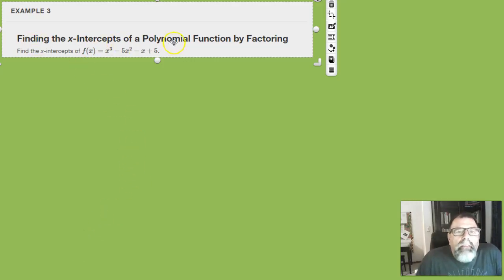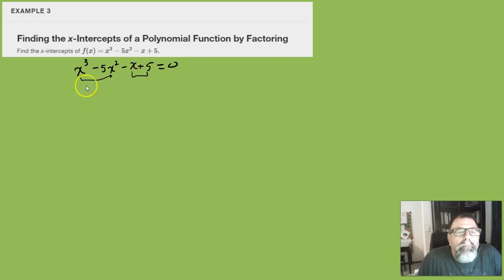Example 3, finding the x-intercepts of a polynomial function by factoring. So again, we're going to set the function equal to 0 to find the x-intercepts, and then factor. If you have 4 terms, first let's see if there are any common factors. There aren't any. Then I'm going to do the factor by grouping technique.